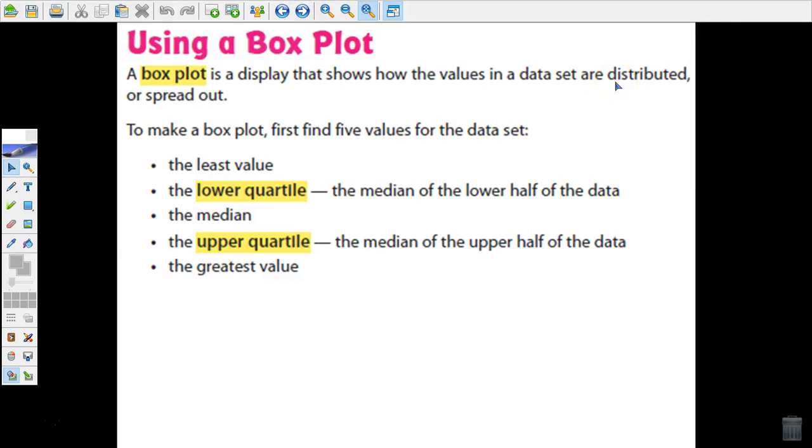Let's get it started with using a box plot. A box plot is a display that shows how the values in a data set are distributed or spread out, okay? To make a box plot, first find 5 values for the data set. Okay, so the least value is very easy. It's just the smallest number. Okay, the greatest value, very easy also, biggest number.